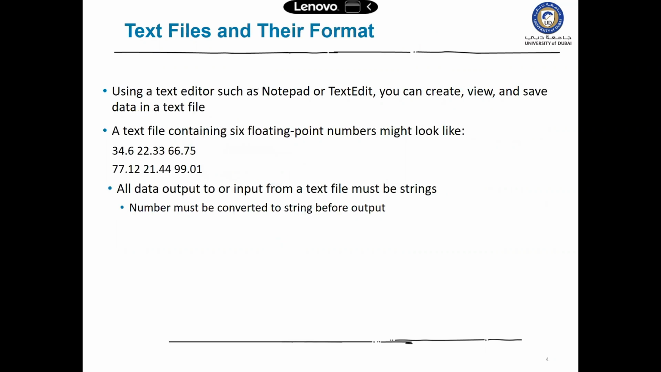All right, so their format: the text editor. We know Notepad, TextEdit, those are applications. You can create, view, and save data in the text file. So a text file that contains 6 floating point numbers might look like this. So it might have data something like this. 6 numbers. Now all data, that's the key thing, is string. If you have a text file with this content, that means these are strings. Those are of data type string. If you want to treat them as numbers, they must be converted from strings.